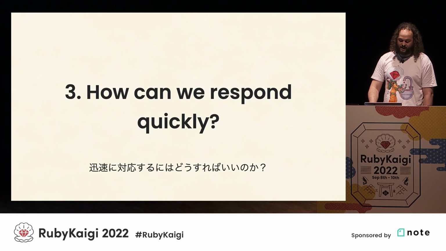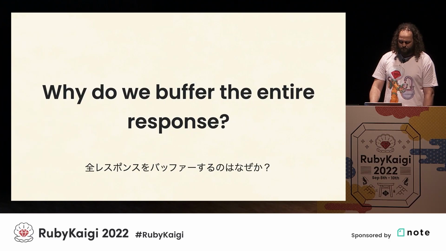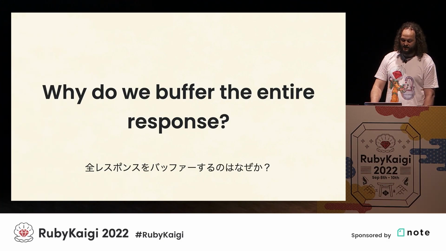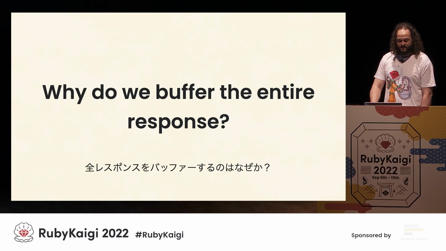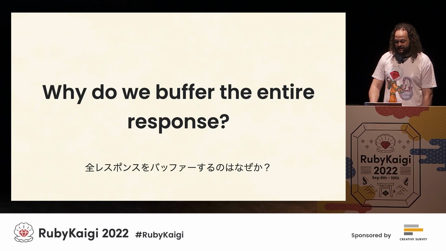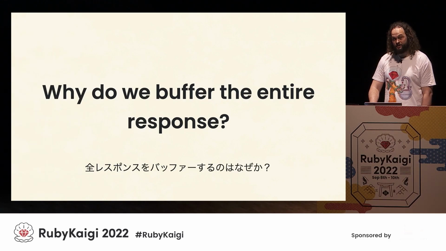Question 3, how can we respond quickly? Most Ruby web applications are built on top of Rack, which provides the specification for how applications and servers should interact. Rack version 2 generally requires you to buffer the entire response. And for good reason. We are able to catch any errors when generating the response and redirect to an error page. But this also increases the time to first byte, and if the response is very large, it will consume a lot of memory.